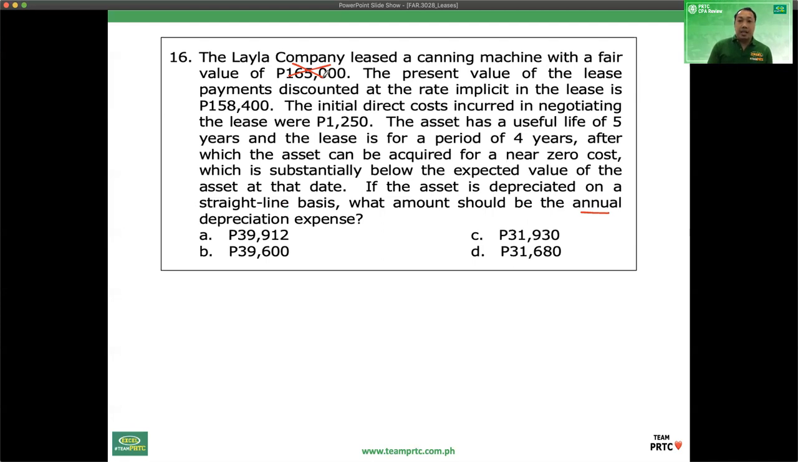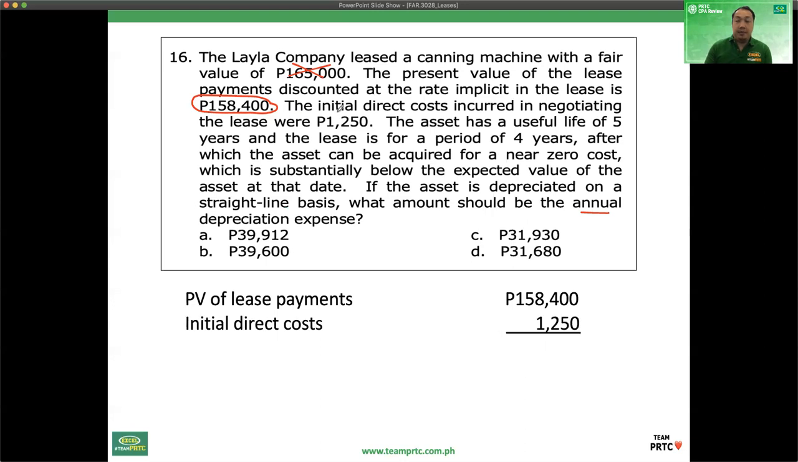Yung initial measurement of the liability, ito yun, present value of the lease payments discounted at the rate implicit in the lease. So ito yung pinaka purchase price. So present value of lease payment, that's effectively the purchase price. Initial direct costs include, parang siya, directly attributable cost. Okay, so total cost.